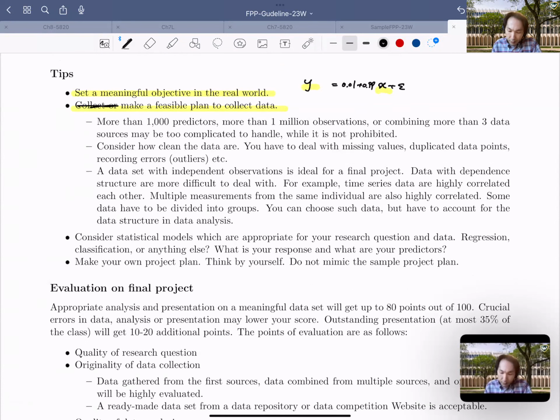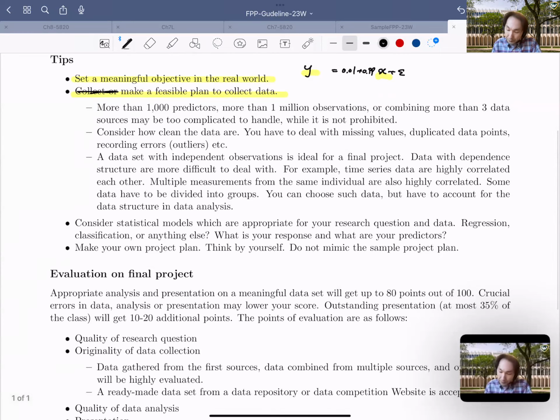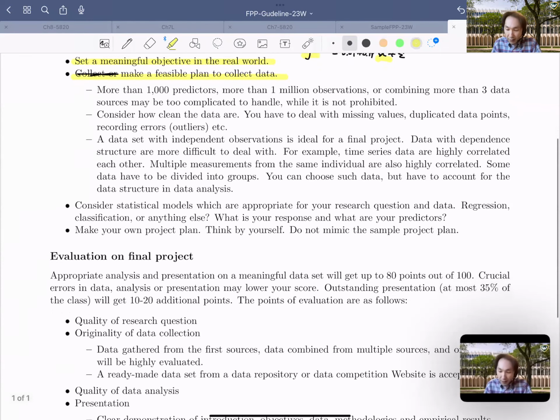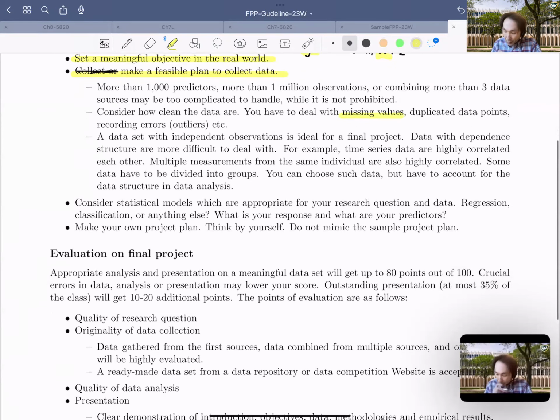And also consider how clean the data are, because you have only limited time. If the data isn't clean, then you have to be careful that it takes time to clean the data. Missing values are probably the most important ones, then duplicated data points and recording errors.